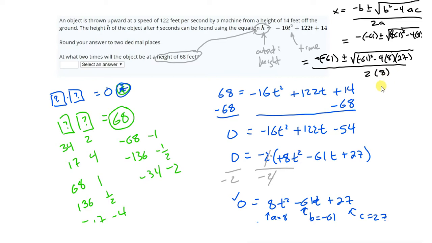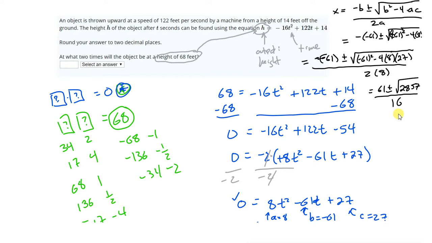Okay, so it's a lot of work. It's kind of annoying, but it is what it is. Okay, so let's keep going with this. Negative on the negative is positive, so we're going to have 61 plus or minus, and let me go ahead and grab my calculator here, see what we get inside that root. Okay, so negative 61 squared minus 4 times the 8 times the 27. So I'm getting 2857 in that root, all divided by 16.